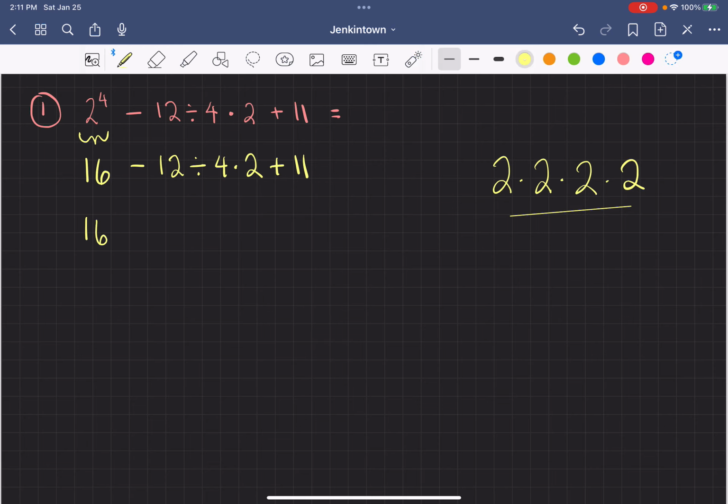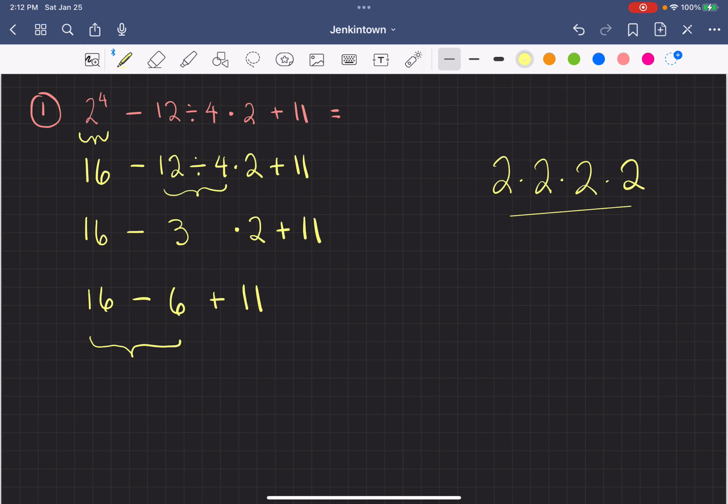So 16 minus 12 divided by 4, that is 3, then times 2 plus 11. Okay, now I have a multiplication, so that's what I need to do next. So this is 16 minus 3 times 2 is 6 plus 11. Okay, now I can go from left to right if you want to, or you can group as you wish. I'm going to do from left to right.